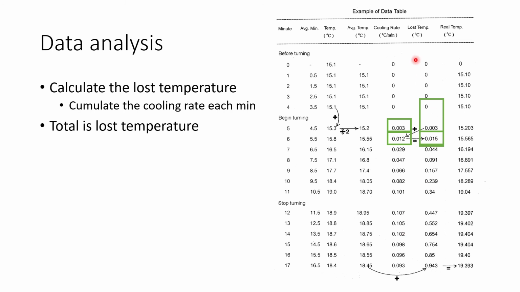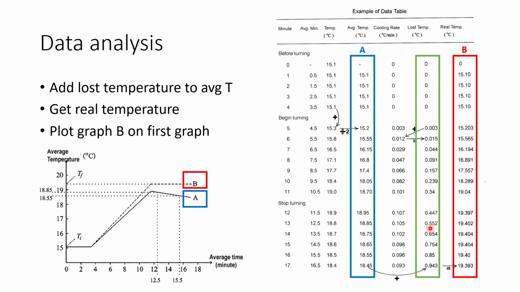So now, you know how much temperature is lost. So you can actually do what you call the correction from the cooling rate. From column A, which is the average temperature, you can add the loss temperature to estimate the real temperature that's supposed to be happening. So you add the average temperature with the loss temperature, and you should get column B, which is the real temperature. Once you make a plot of real temperature versus time, you can have a nice little straight line here. And then from there, you can extrapolate to get the final temperature and initial temperature. All right. So make this graph, and the graph is done.